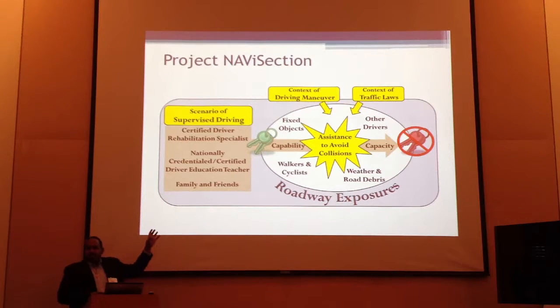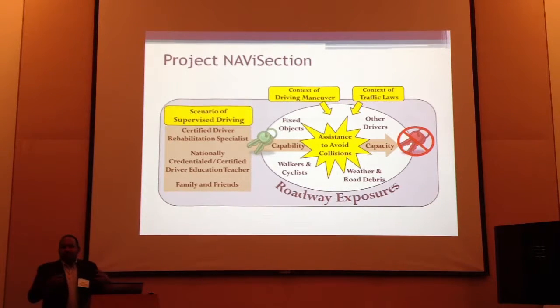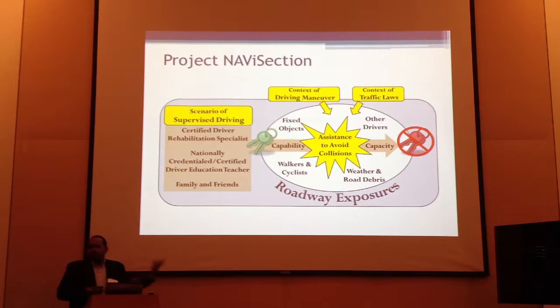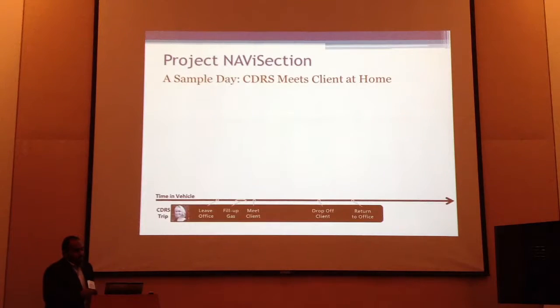And so you assume someone to be capable until the point where you might have to assist in avoiding a collision. And then at that point, you've determined that person is at their driving capacity with respect to the exposures on the roadway. And this is just a very loose framework that shows, if you're observing or monitoring someone's driving, these are the factors that you're looking at to determine if someone has reached their critical limit of driving capability.